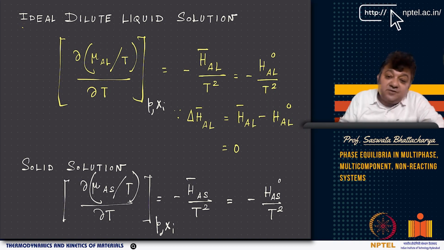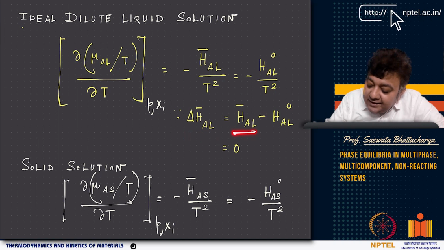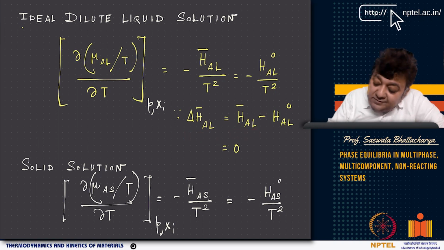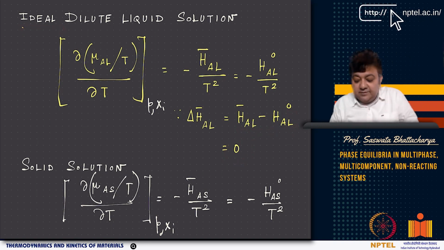As you know, the molar enthalpy of mixing for an ideal solution is equal to 0. So basically delta H bar A L, which is H bar A L, the partial molar enthalpy of component A in the liquid solution, minus the molar enthalpy of component A in the pure state in the liquid. The difference between them is going to be 0 because you are assuming an ideal solution, right? That we have already discussed.